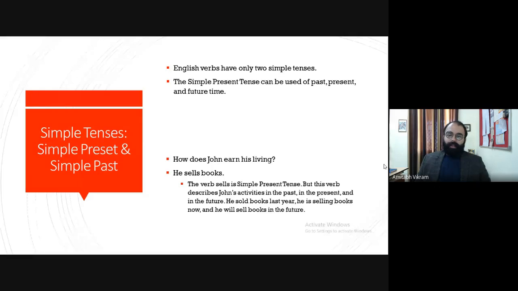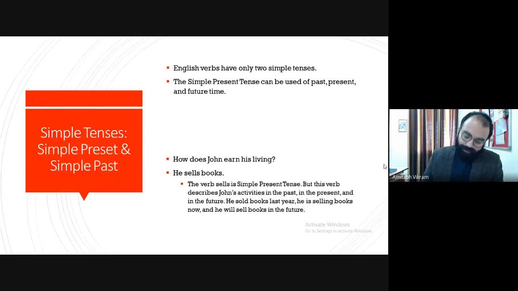Now, when it comes to the English language, most of our examples, as well as the examples of narrative and poetic discourse or any literary discourse, will be from the English language. So our focus will be on English here. English verbs have only two simple tenses. The simple present tense can be used of past, present, and future time.